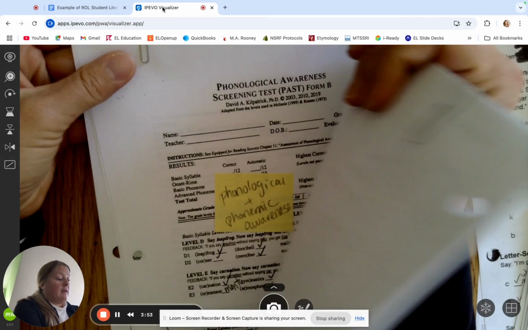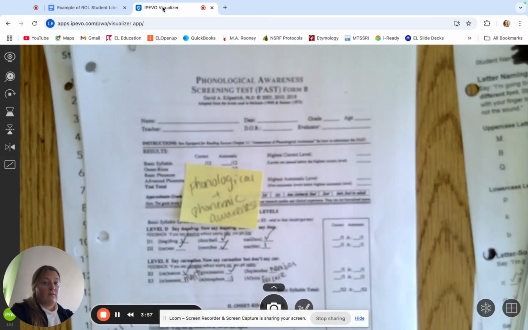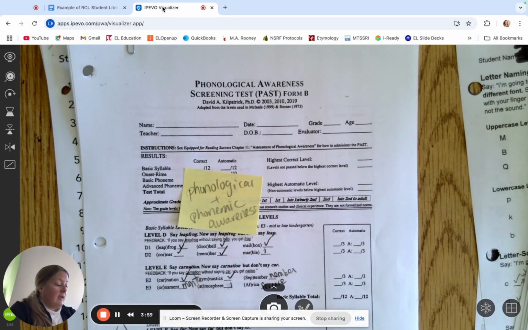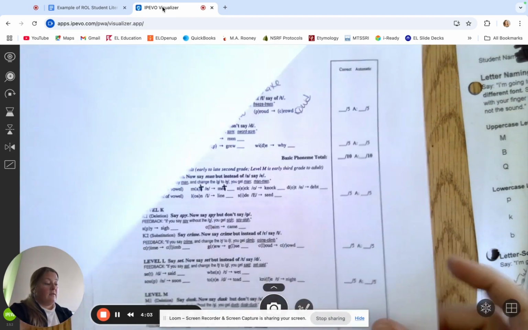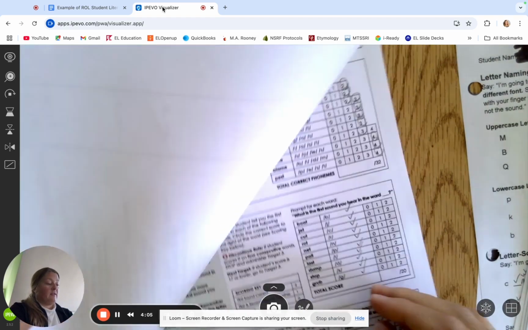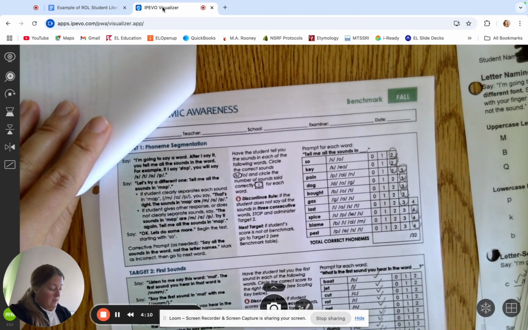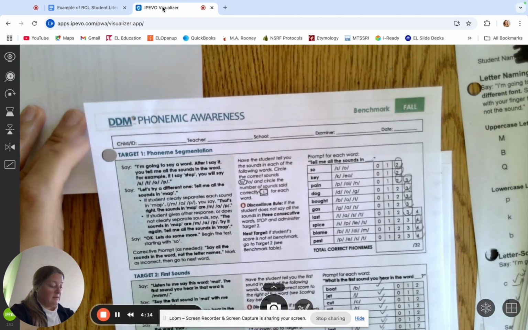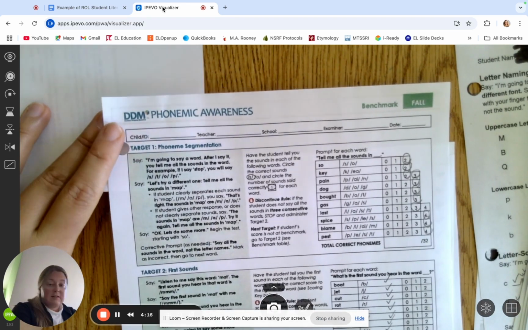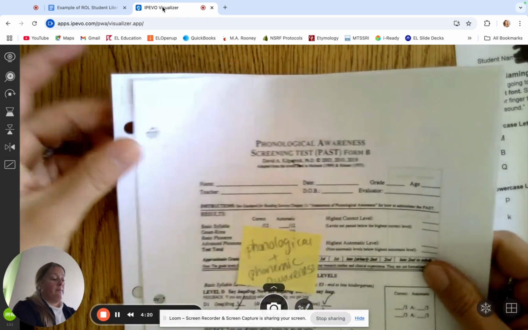I also gave Kilpatrick's PAST, the phonological awareness screening, because I wanted to see if the student was able to isolate sounds for phonemes and syllables. And I gave this assessment as well, which is also free, the DDM for phonemic awareness.